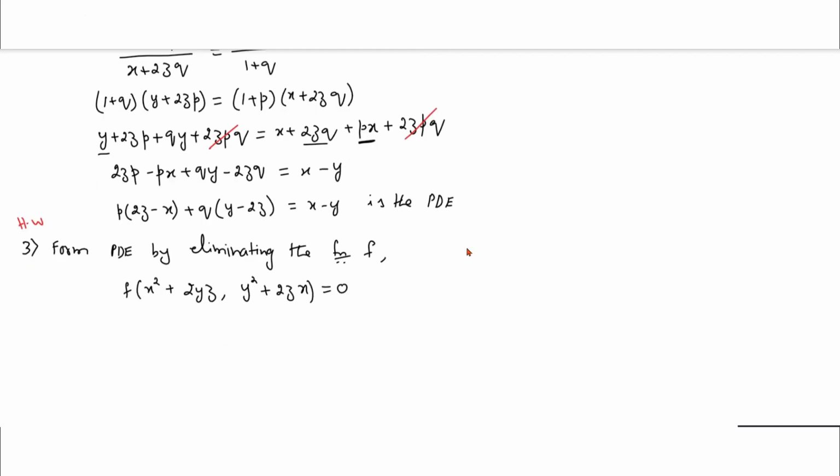The final solution that you get for this problem will be p times y square minus zx plus q times x square minus yz is equal to z square minus xy. This should be the final solution.